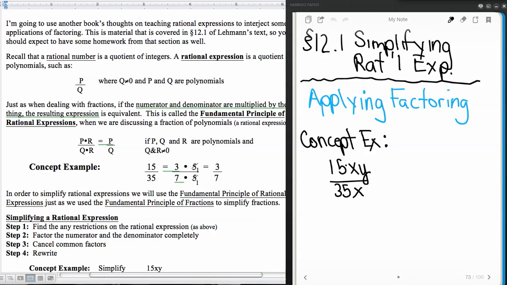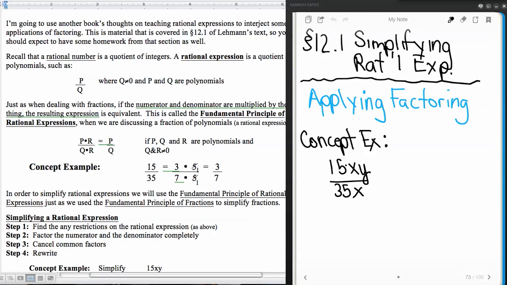All right, now we're going to talk about an application of factoring, which is something from section 12.1 of Lehman's book. And I'm going to do this in one big video, so it won't be 5 minutes long, so it'll be continuing on through 5 minutes. So first of all, what we have to do is explain what a rational expression is.